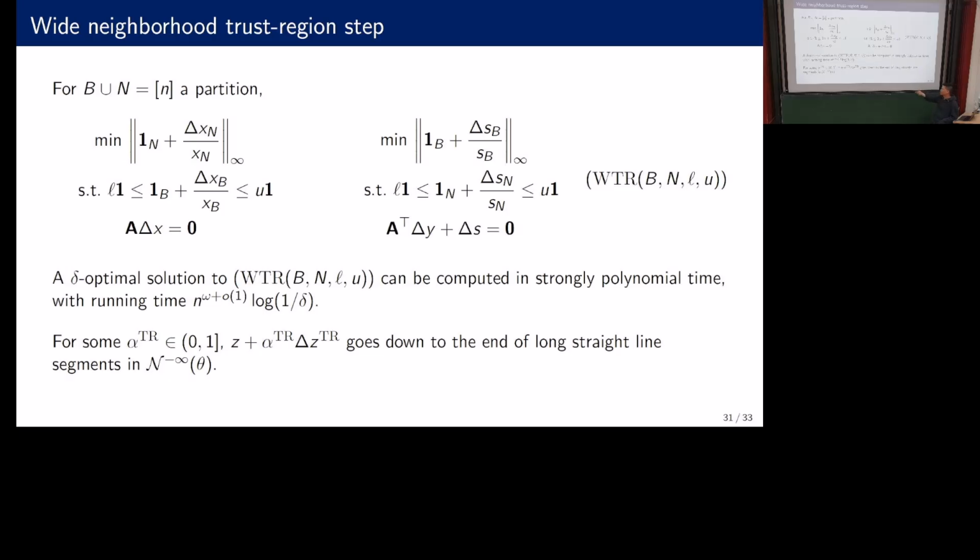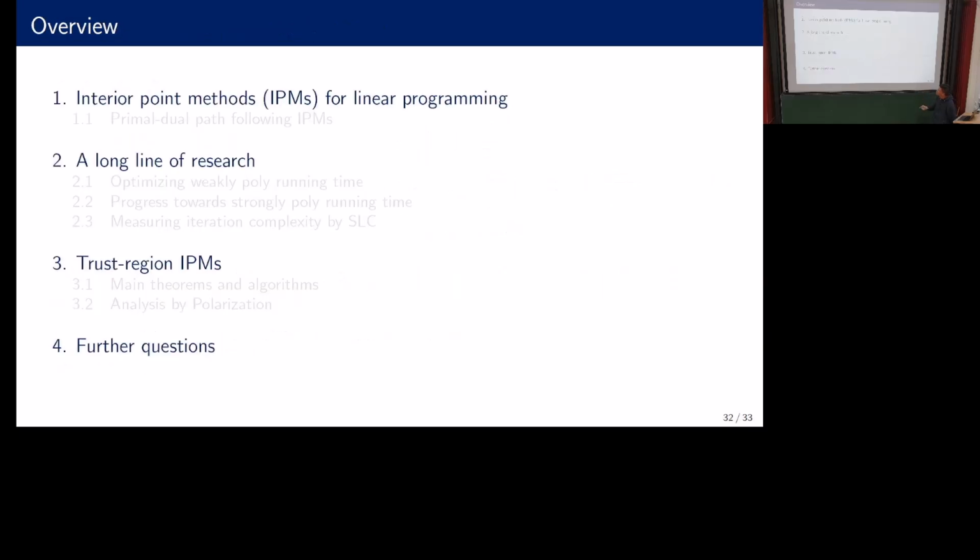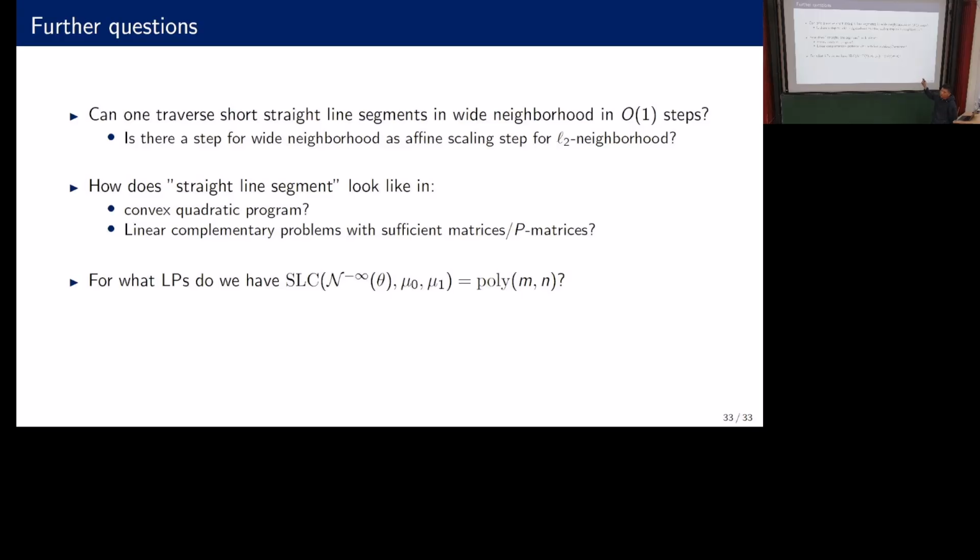And then the running time is basically n to the omega plus times log 1 over delta, which is slightly worse than log 1 over delta in the L2 case. But with the optimal solution to this, with some step length, a single trust region step can go down to the end of the long straight line segment. And that basically concludes the overall view of this algorithm.